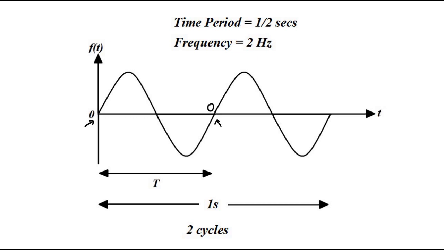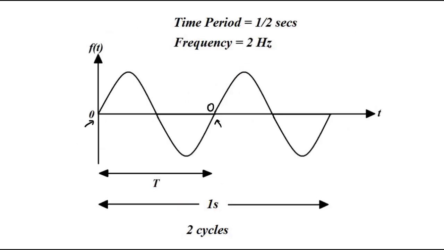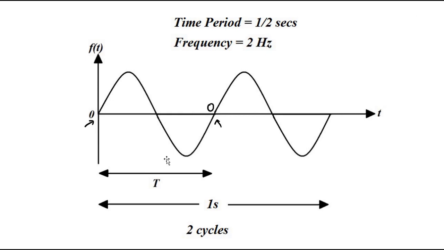And what is frequency? Frequency is the reciprocal of time period. It is the number of complete cycles completed by the signal in 1 second. How many complete cycles it can go through in 1 second.